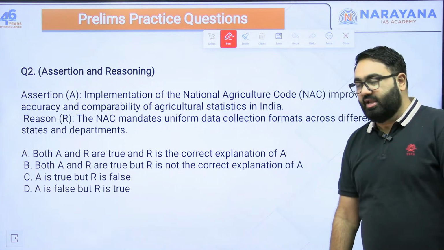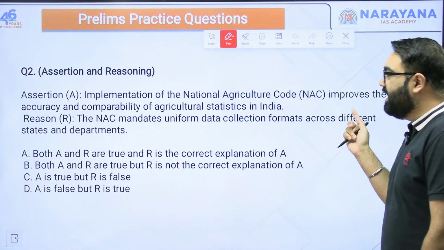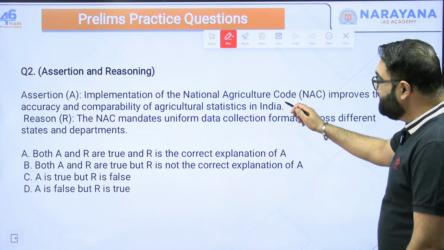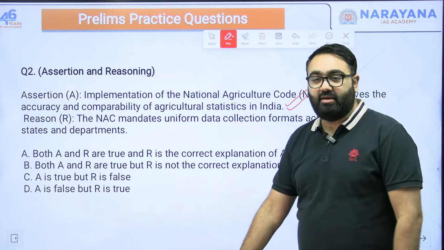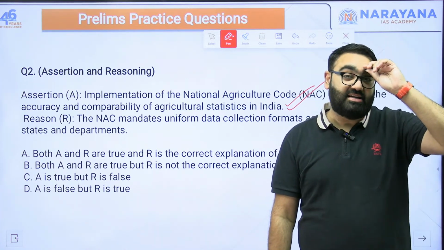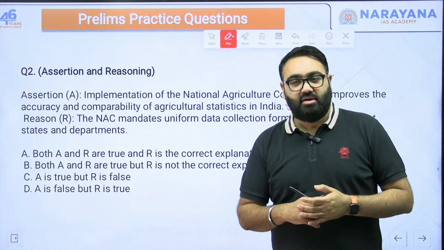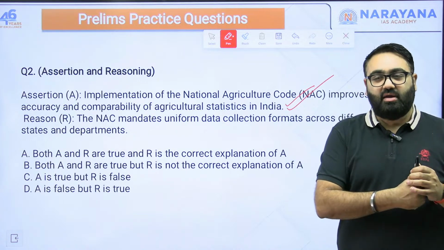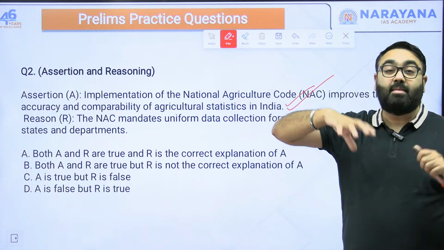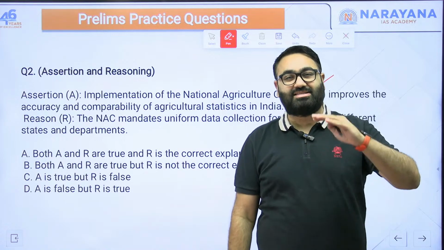All right. The assertion is, implementation of National Agriculture Code improves the accuracy and comparability of agriculture statistics in India. That is the entire objective of it, as we have been saying. It will put one single standard across the country, across the states and the UT, so you can compare stuff that is produced in different parts of the country. So again, if there is something produced in Gujarat, it can be compared to something produced in other parts of the country, so that you can make a much more informed decision. Earlier, or in fact till today, there was no such standardized practice.